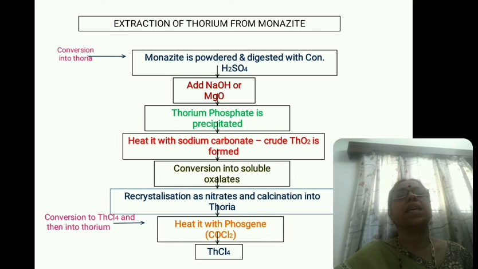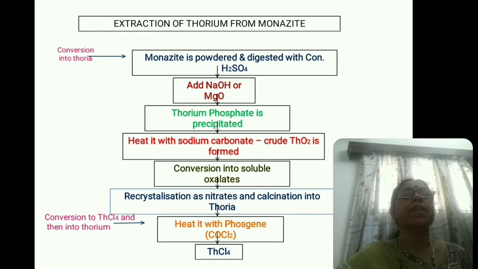The first step, conversion into thoria. The monazite sand is first converted into thoria. For that, the monazite sand is powdered nicely and digested with concentrated sulfuric acid till we get a pasty mass, because this sulfate is soluble in water. So we are doing this, digesting with concentrated sulfuric acid. And this thorium is more basic than other lanthanides.